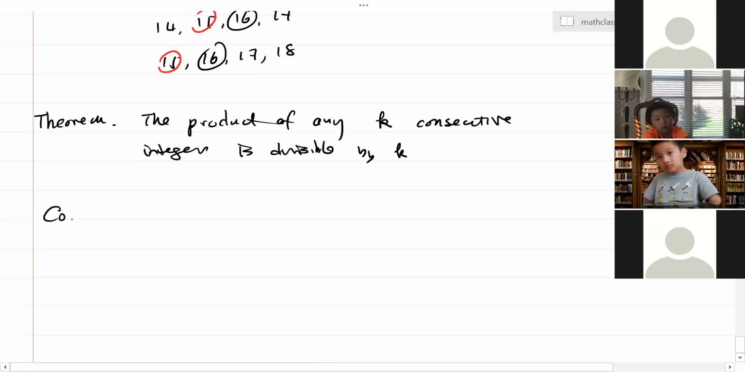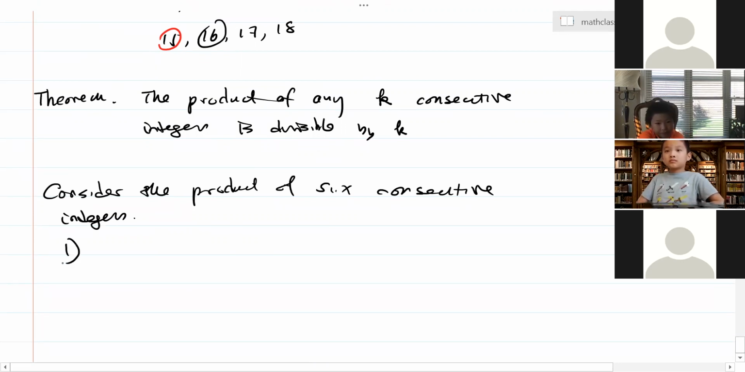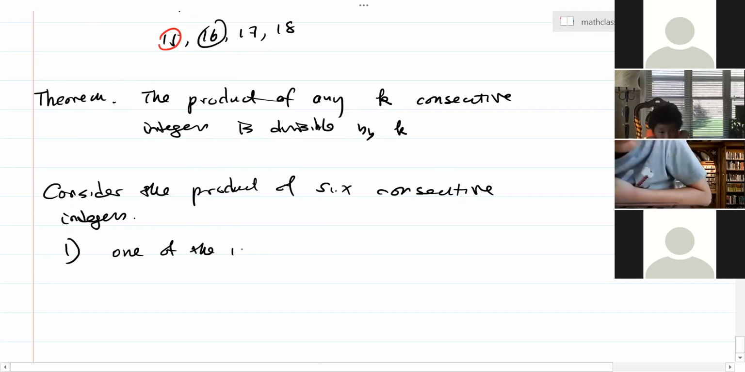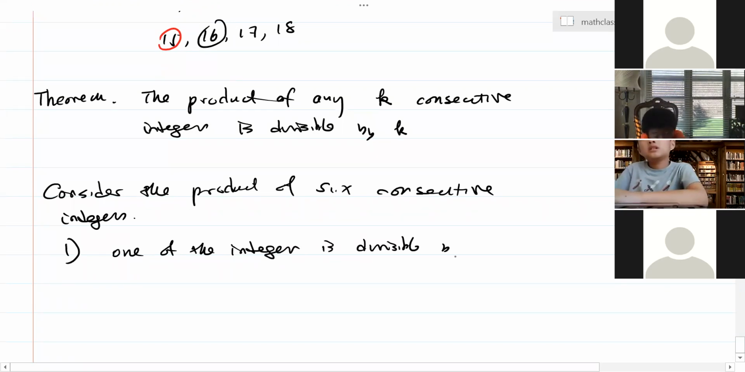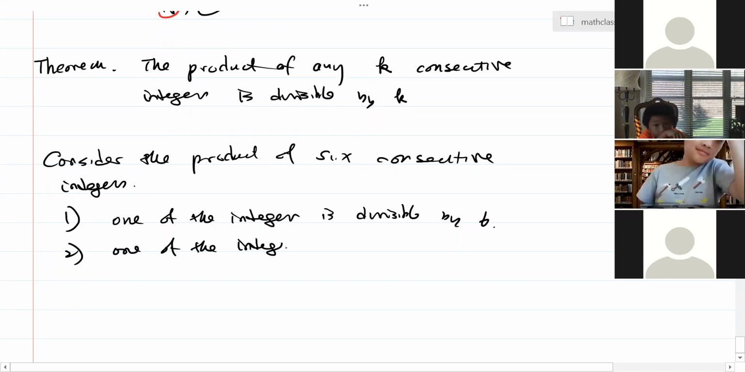Consider the product of 6 consecutive integers. Let's list all of them here. One of the integers is divisible by 6, right? They agree, right? One of the integers is divisible by 5.